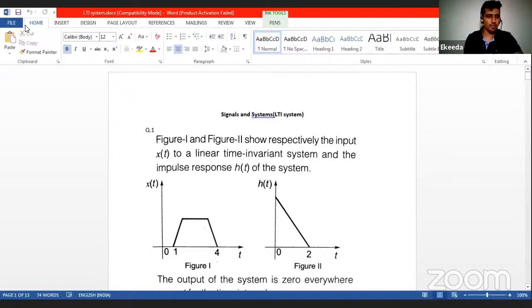So today we are going to discuss the basics of signals and systems. In this, basically, we are going to discuss the test series doubts, and GATE doubts, GATE previous year doubts.